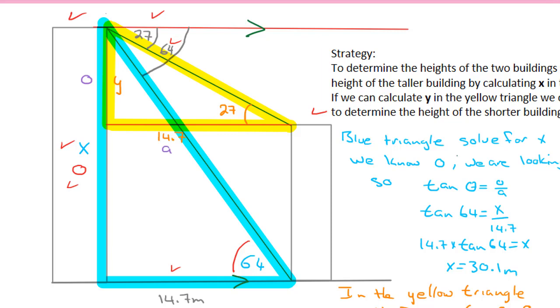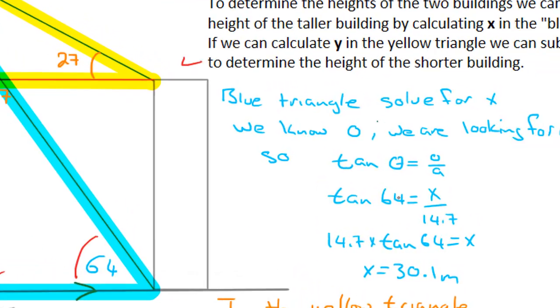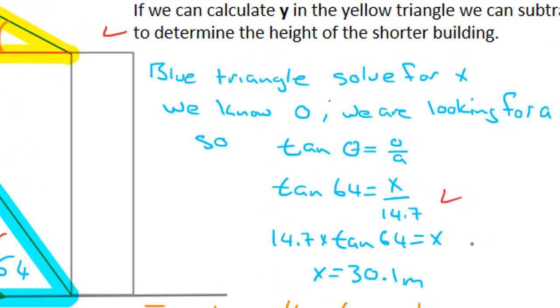Because we're working with opposite and adjacent, we're going to solve for x using the tangent ratio. Substituting in what we know, we get tan of 64 equals x over 14.7. Moving 14.7 up to the left-hand side, we can solve for x and determine that the height of the taller building is going to be 30.1 meters.